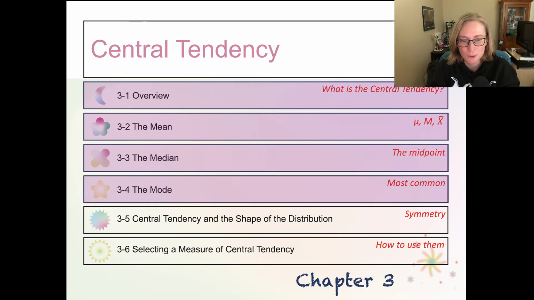But the rest of this is going to be, how do these three relate to one another? When do you use which central tendency, the mean, the median, or the mode? So how do you select it, and how does the shape influence the distribution of those three?